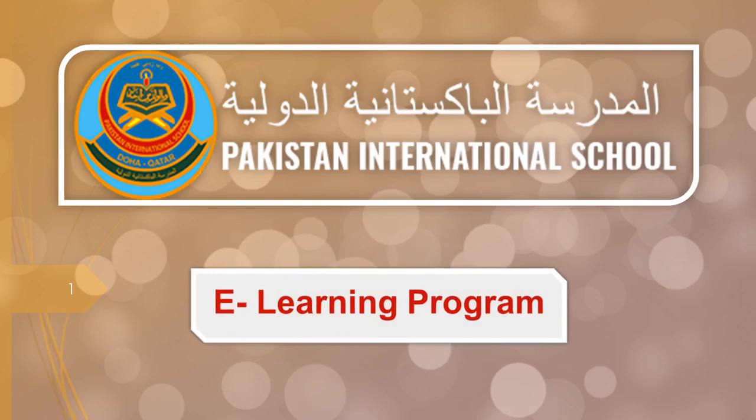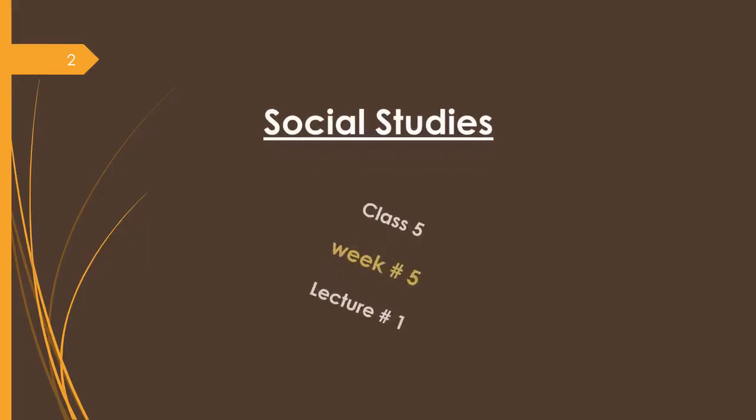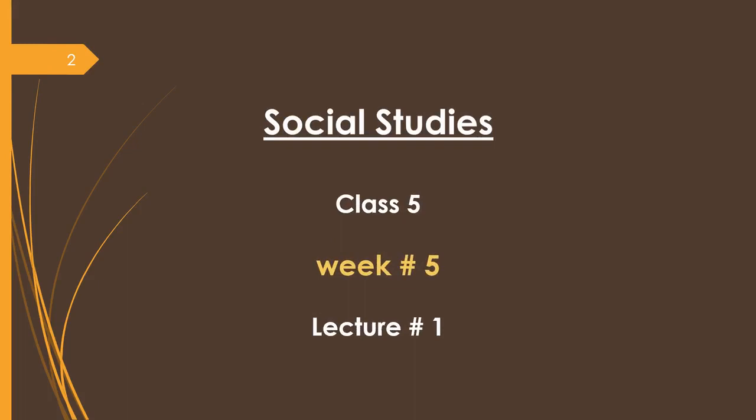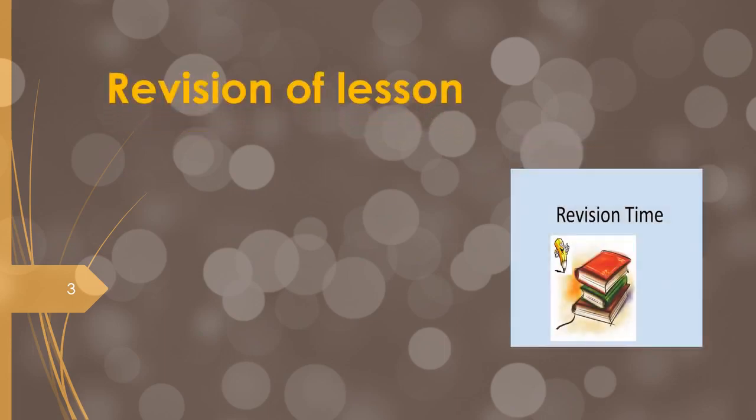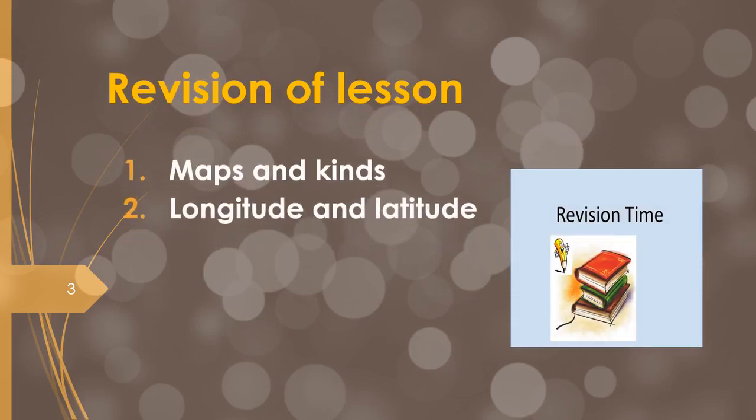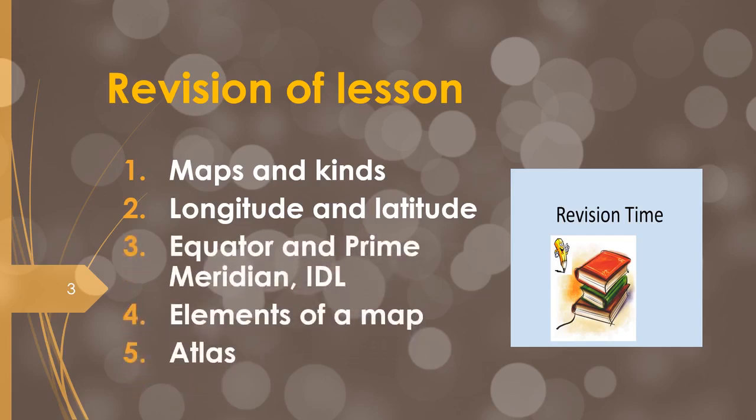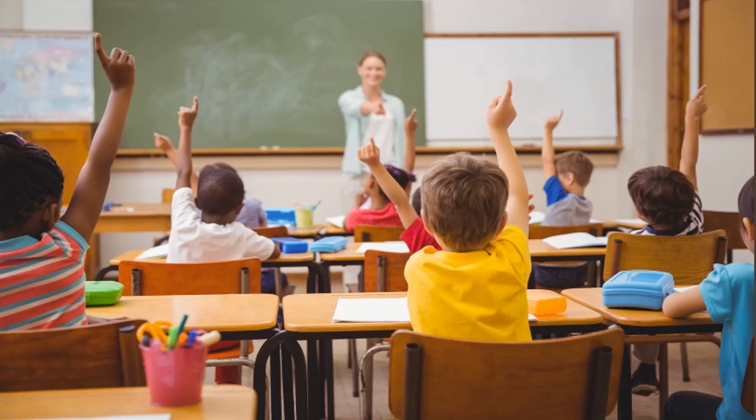Dear students, this is lecture number 1 of week number 5 for the subject of Social Studies 4, Class 5. This video lecture is for revision of the lesson. The main topics will be: 1. Maps and kinds. 2. Longitude and latitude. 3. Equator, prime meridian, IDL. 4. Elements of a map. 5. Atlas.